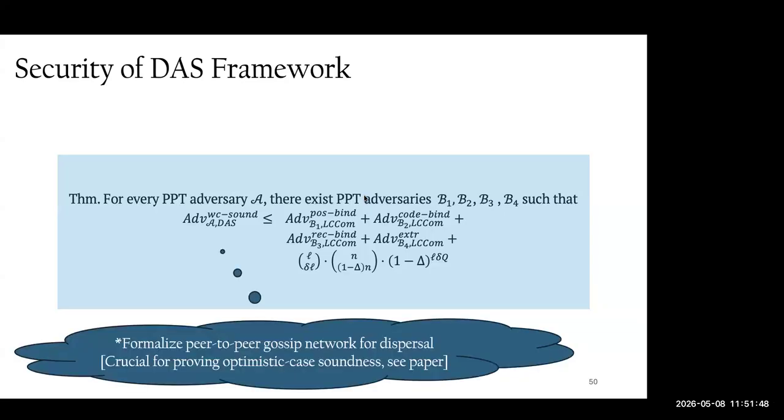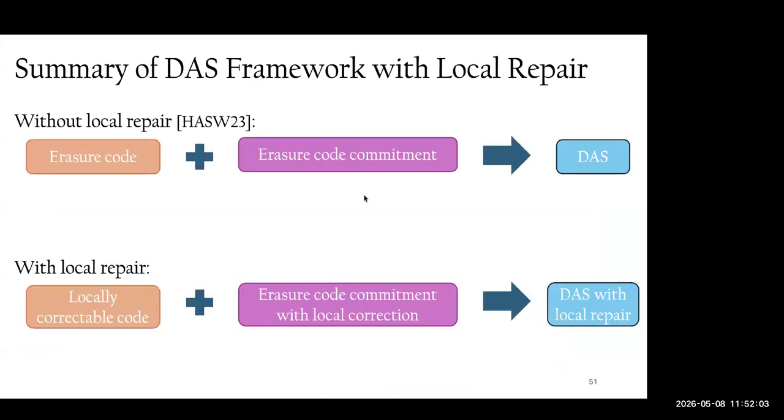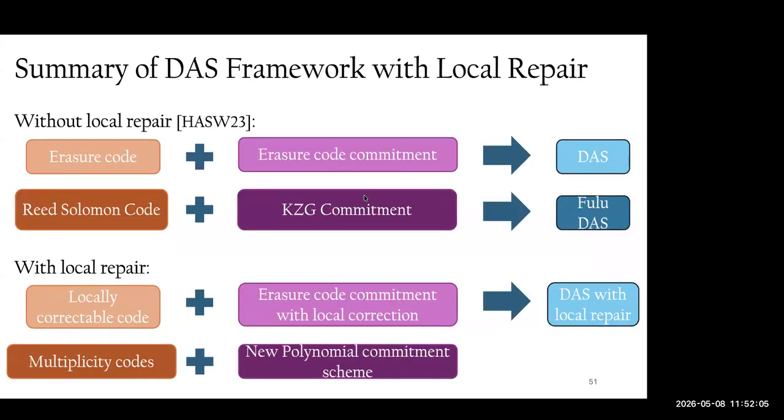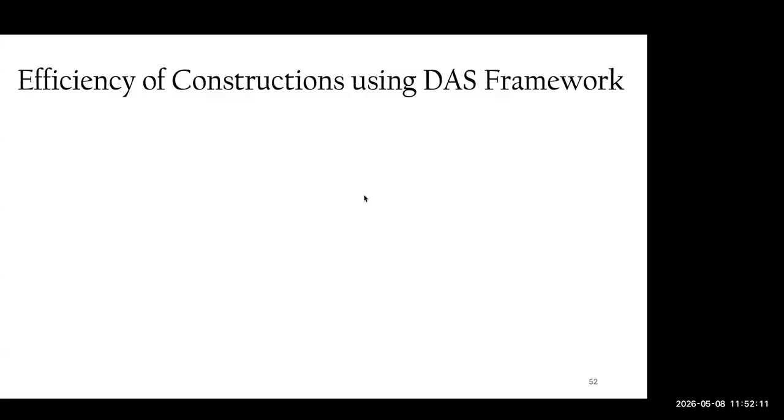One thing I want to mention is that for the network itself, which gossips, we had to formalize the properties that it gives you to be able to actually guarantee retrieval, and you can find some details in the paper. I do want to cover our construction, which is multiplicity codes plus a new commitment scheme. Maybe I can go over time a little bit. Okay.